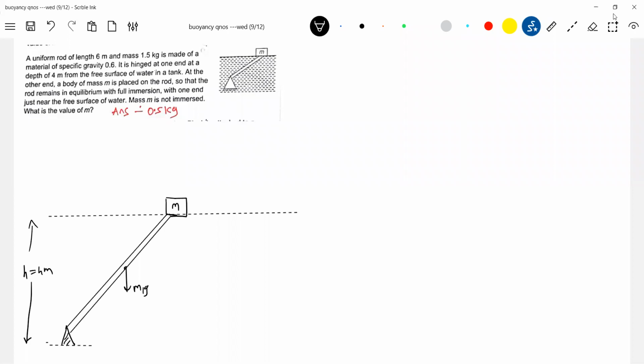Tell me where the buoyant force will act. The buoyant force should act here. We don't know this theta. Okay, let's see what we can do. And we know length. This is L by 2, L by 2. What are the forces that are acting? A reaction at the hinge will come. So if you want, you can calculate that reaction at the hinge also.